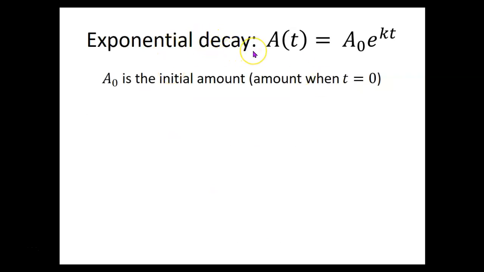So in general, when you have a situation involving exponential decay, the formula for how much of the substance remains after t amount of time follows this kind of pattern. The A sub 0 is the initial amount. It's the amount when time t equals 0. And the k, the growth constant, the number that t is being multiplied by up in the e to the kt, that number is the natural log of 1/2 divided by the half-life.